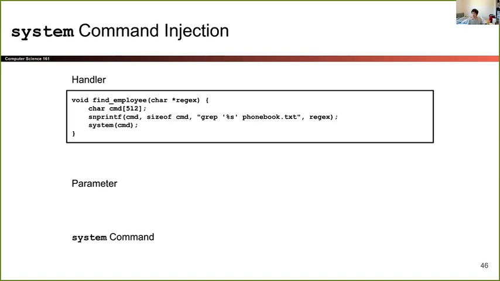This is some C code. This isn't in Go for reasons we'll see shortly. In theory, it just finds an employee from a phone book. We have an input sequence of characters, we have an output command buffer, and we're just going to use this snprintf function that will take this format string and write the resulting output of that format string to this command buffer. We see we have this %s here. We take the regex and we put it into this %s.